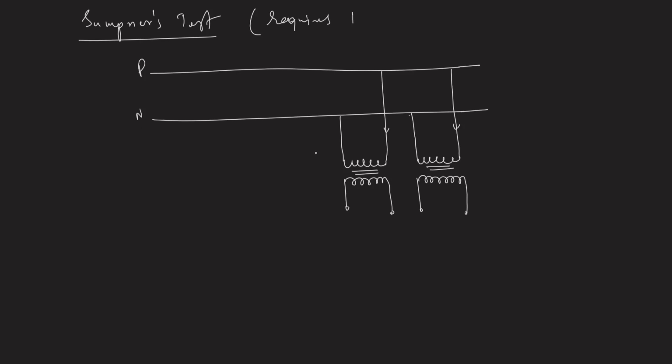two identical transformers. This is the only drawback of this Sumpner's test, like in Hopkinson's test and field test, where we require two identical machines of the DC series or shunt machines. Similarly, here also Sumpner's test requires two identical transformers, right?